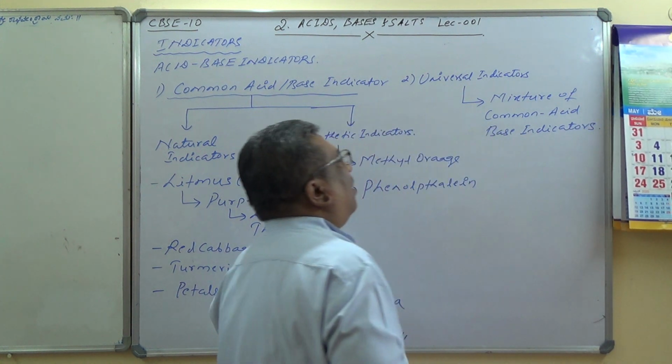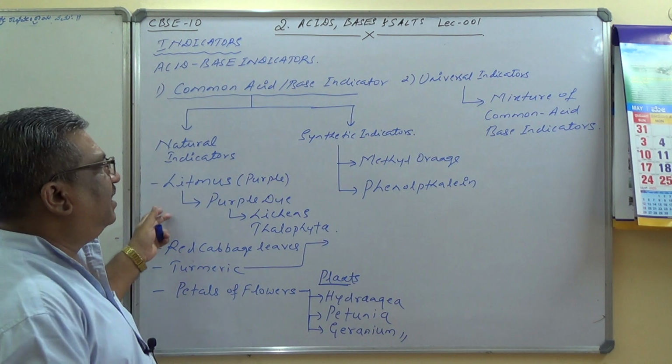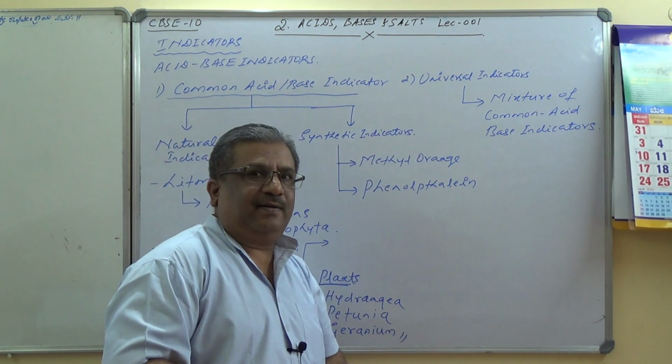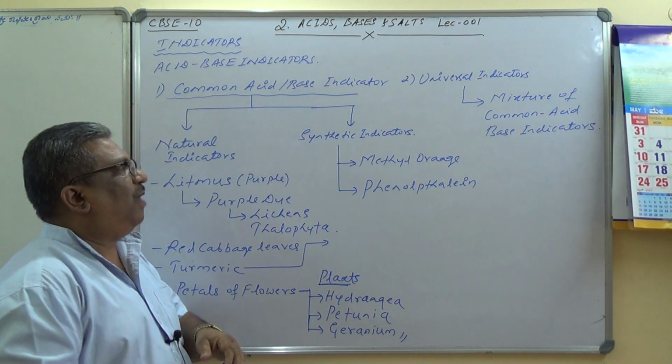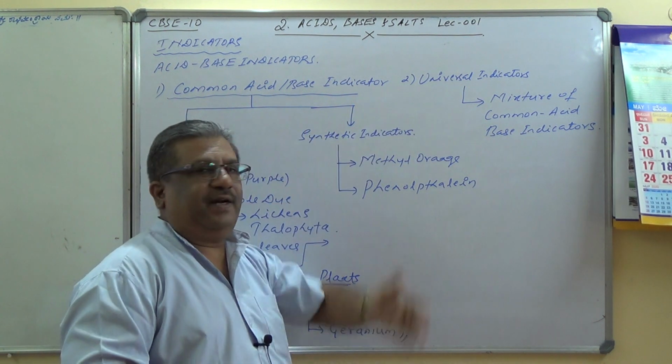These are the mixtures of common acid base indicators. Generally, they mix the synthetic indicators rather than these natural indicators. They mix the synthetic indicators to produce universal indicators. So, what is the difference between these common indicators and universal indicators?